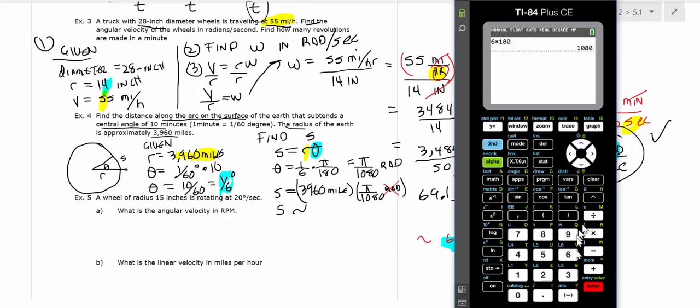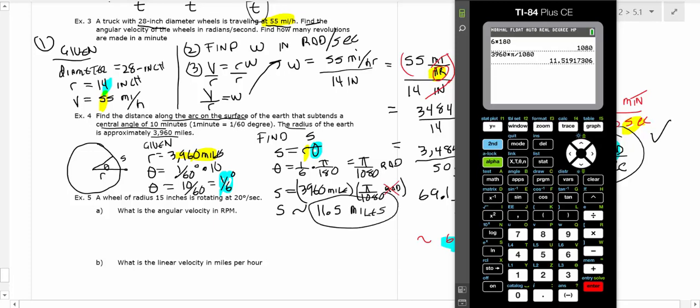So I'm going to go 3,960 multiplied by pi, and then divide by 1080. Since you're dividing by just one number, you don't have to use parentheses around the 1080. So that would be about 11.2, I'll just round it like that, 11.5 miles.